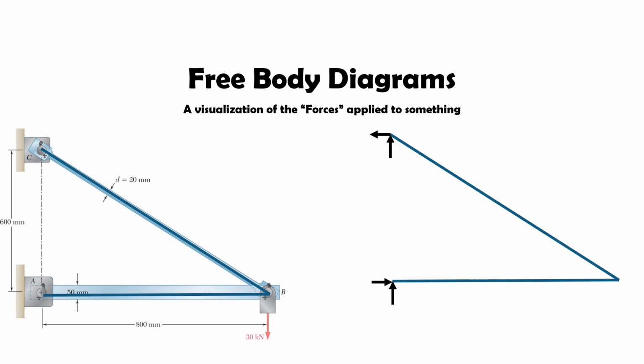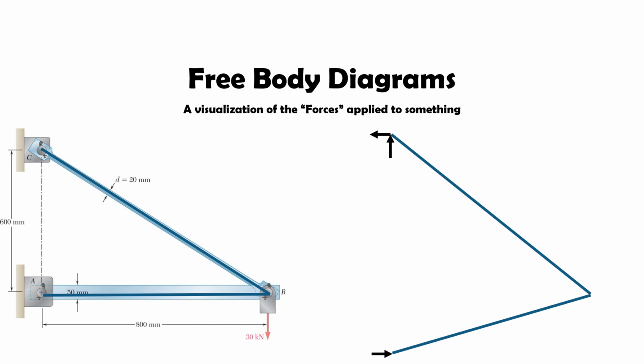Let's start by simplifying the truss into a line diagram with the reaction forces. In this case, we can assume there needs to be a reaction at both pins in both the X or horizontal direction and in the Y or vertical direction. What would happen if we removed the vertical reaction from the bottom pin? Like this. Well, the system would fall.